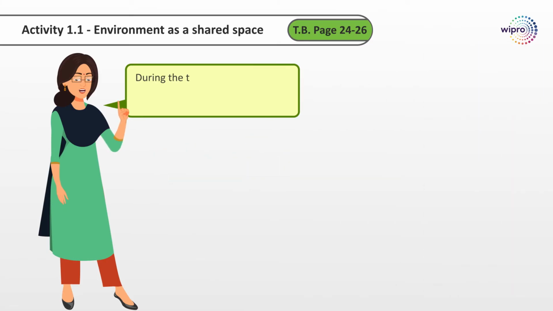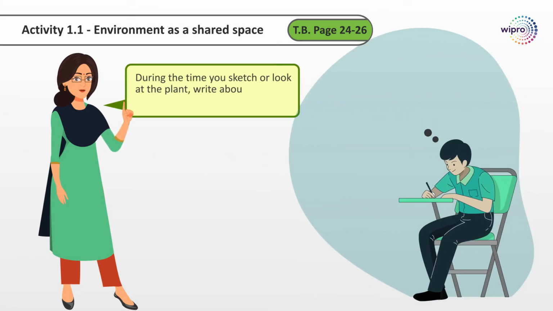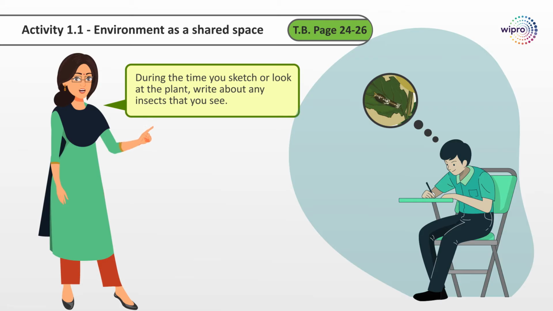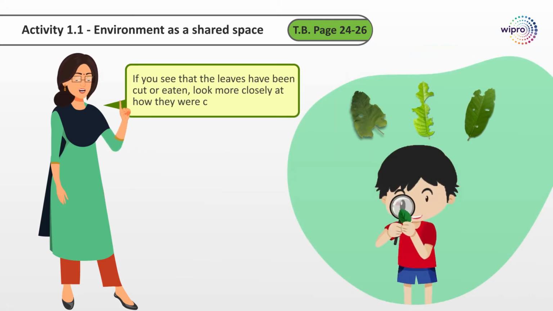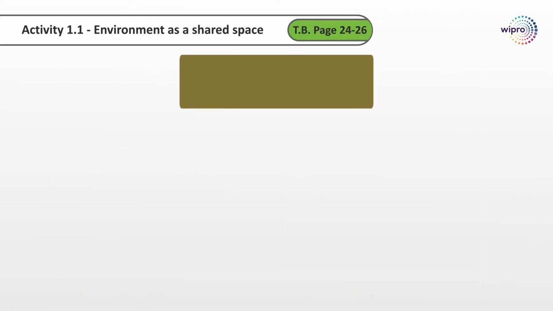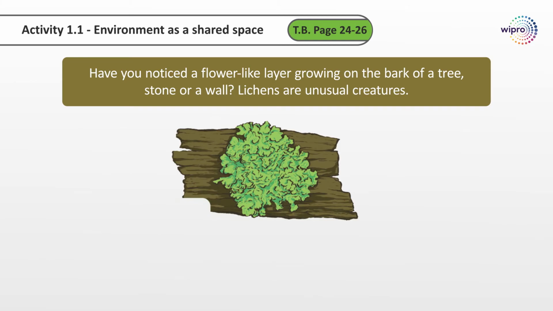During the time you sketch or look at the plant, write about any insects that you see. If you see that the leaves have been cut or eaten, look more closely at how they were cut or eaten. Have you noticed a flower-like layer growing on the bark of a tree, stone, or a wall?